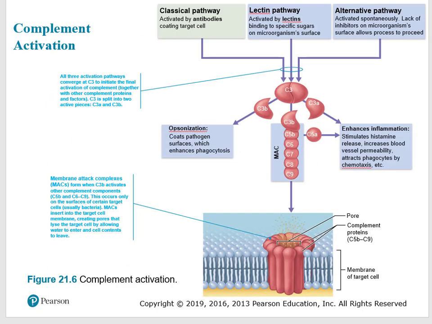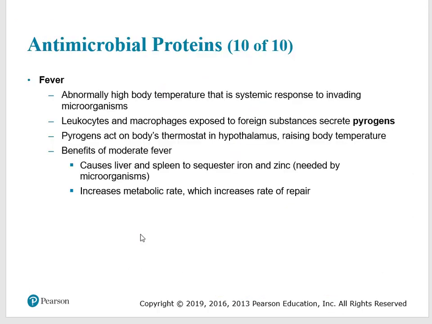So you can see here's the pore that's been formed within the antigenic cell that needs to be destroyed. As soon as the pore forms, it's like a faucet opening. So whatever electrolyte imbalance happens causes flooding of water inside the cell and destroys the target cell. Next one, the last one that we have of the second line defense is the fever.